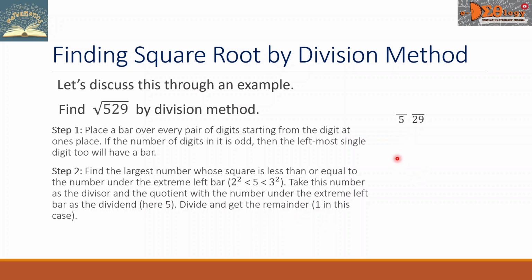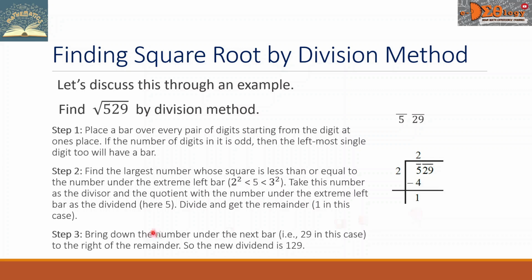So, this is what we'll do. We divide this 5 by the number 2. And the answer is 2. Then we multiply 2 times 2 becomes 4. When we subtract, we will get the remainder 1. Step 3. We bring down the number under the next bar. In this case, it is 29 to the right of the remainder. So, we have now the new dividend 129.